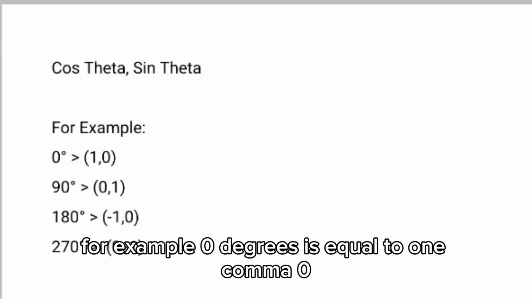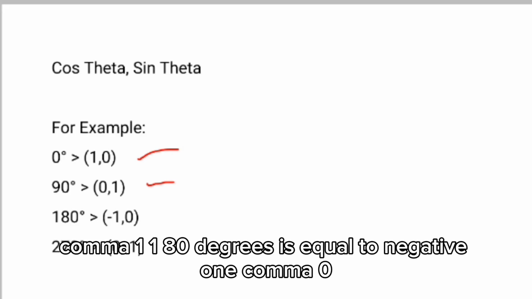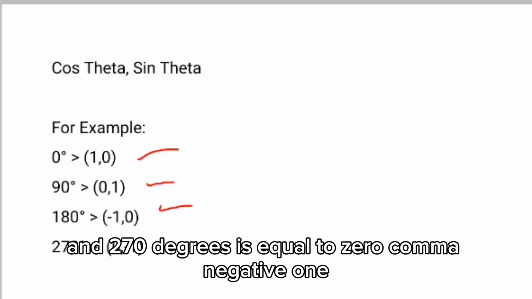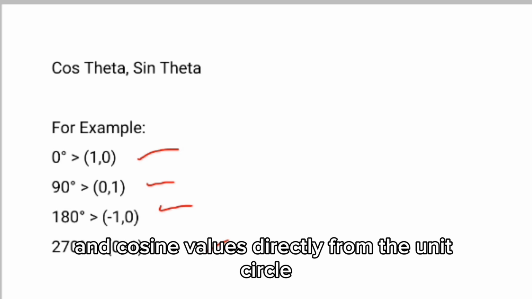For example, 0 degrees is equal to 1, 0. 90 is equal to 0, 1. 180 degrees is equal to negative 1, 0. And 270 degrees is equal to 0, negative 1. These points allow us to find sine and cosine values directly from the unit circle.